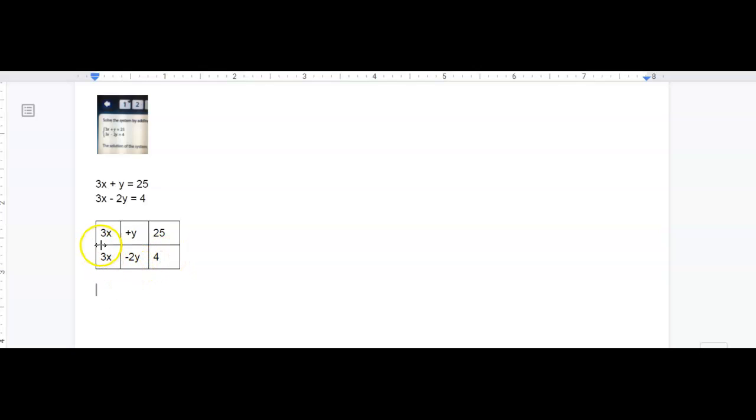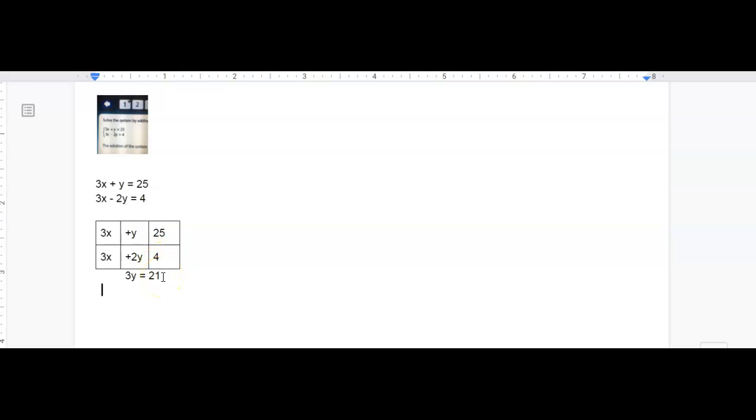So now I am going to subtract. 3x minus 3x is 0. Remember that when we were simplifying equations, we didn't write the 0. Now here is the ugly part. You've got a positive y, and I'm subtracting negative 2y. This is what gets people confused, so we change it to addition of the opposite. The opposite of negative 2y is positive 2y, so I'm left with 3y equals 25 minus 4, which is 21.